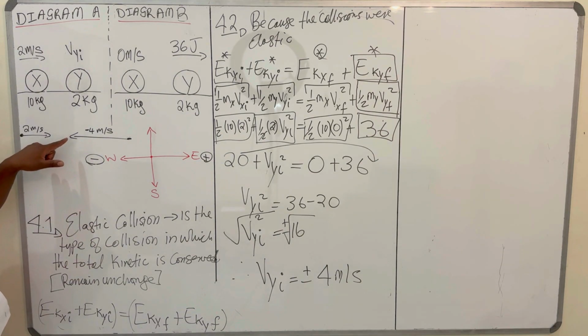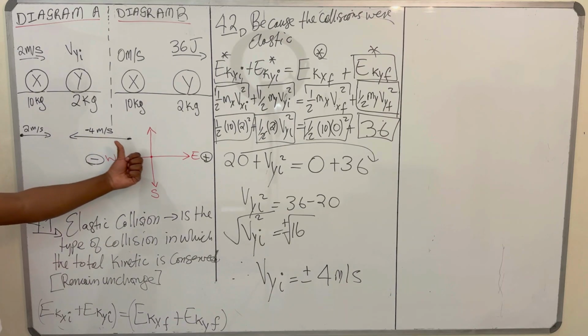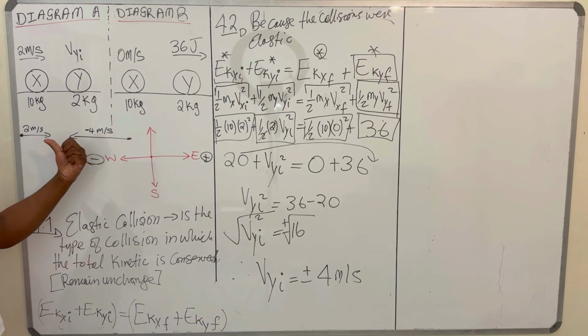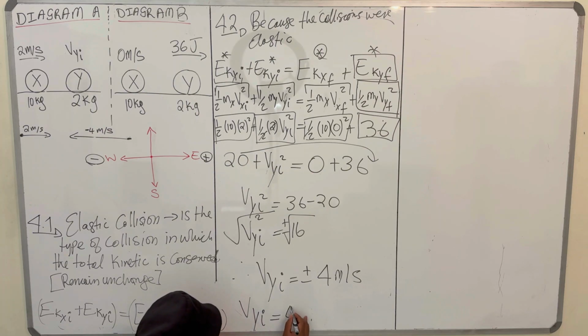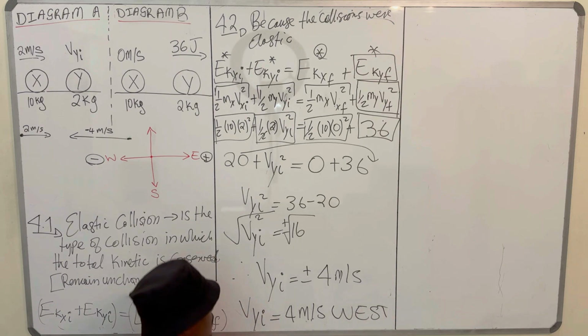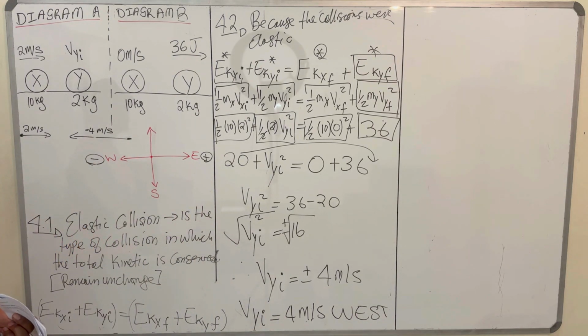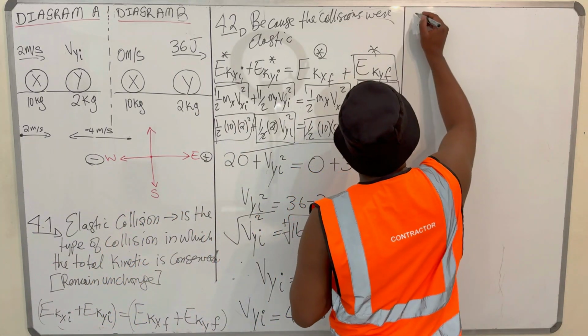But if they have the same sign, both eastwards, this one and this one will never meet, because this one will always be up front. But now if you change them and take the negative one, which means ball y is going west, now it will be able to collide with this one. So I will say that the initial velocity for ball y is equal to 4 meters per second west. Then they will be able to collide in that case. And we're done with this one. So this is west. We'll move to the next question, which is 4.3.